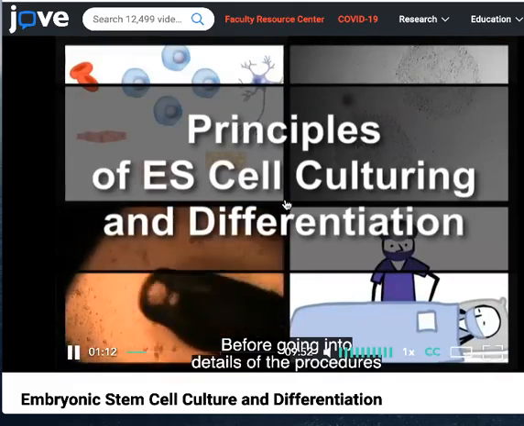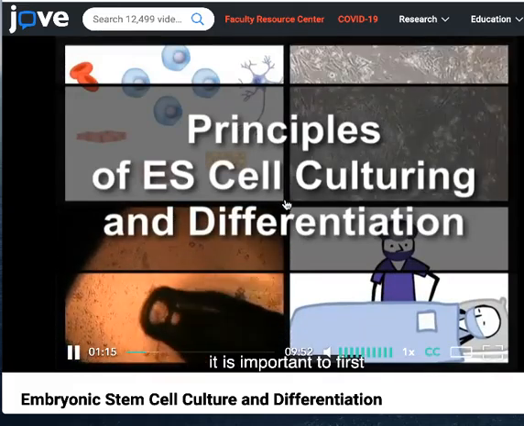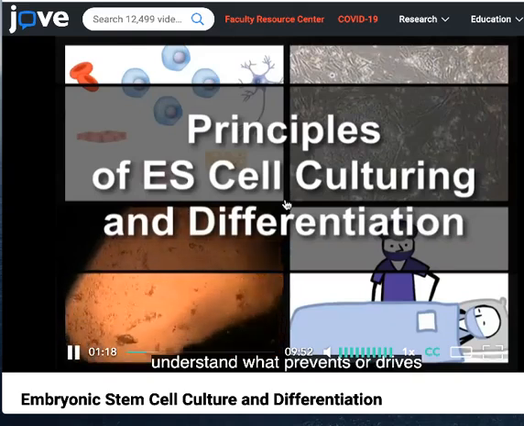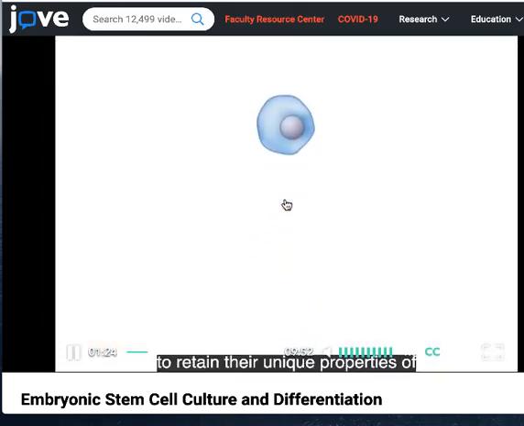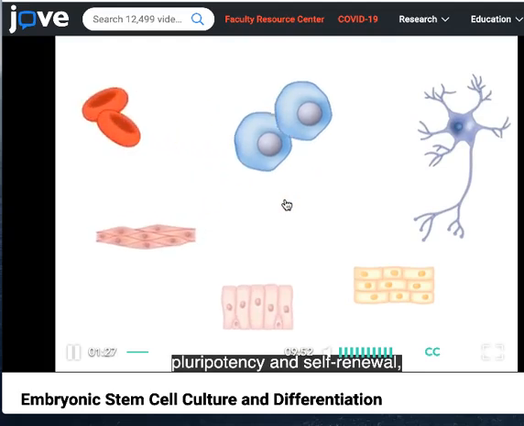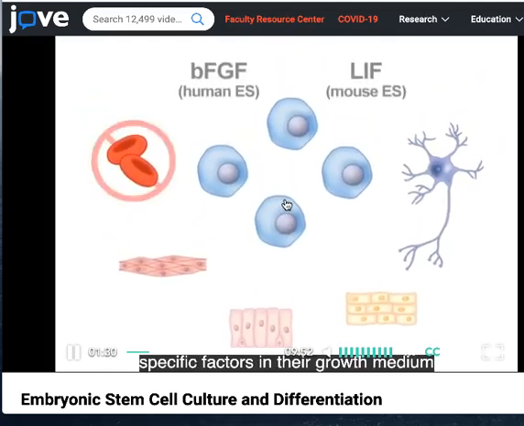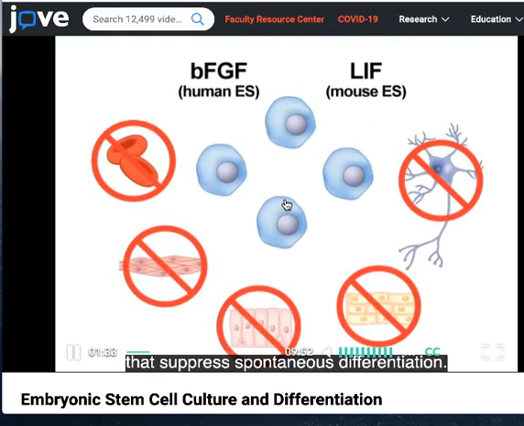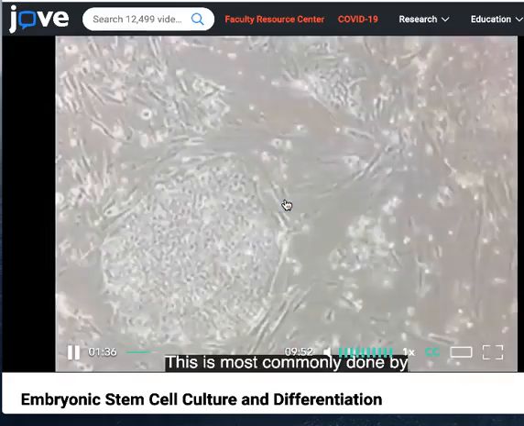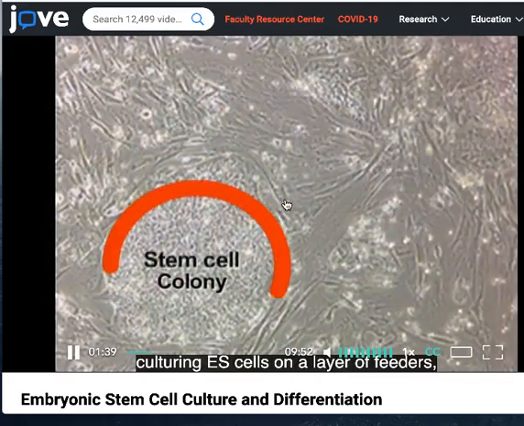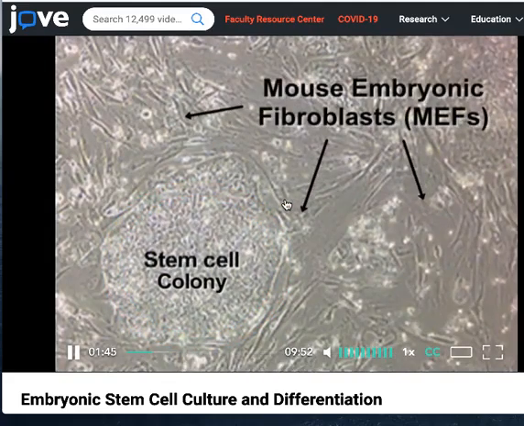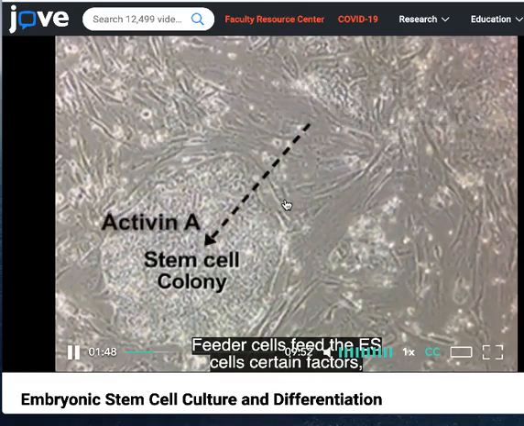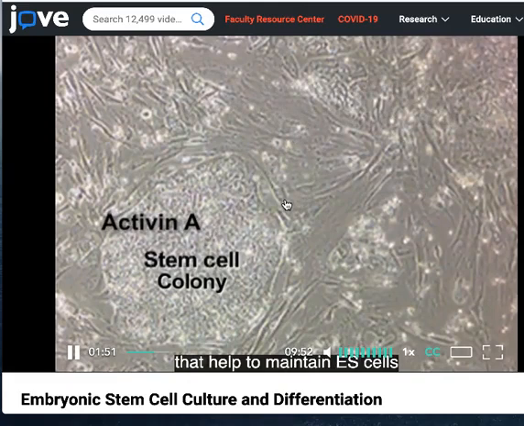Before going into details of the procedures for ES cell maintenance, it is important to first understand what prevents or drives ES cell differentiation. In order for ES cells to retain their unique properties of pluripotency and self-renewal, they must be cultured with specific factors in their growth medium that suppress spontaneous differentiation. This is most commonly done by culturing ES cells on a layer of feeders, usually mouse embryonic fibroblasts or MEFs. Feeder cells feed the ES cells certain factors, such as activin A, that help to maintain ES cells in their undifferentiated state.